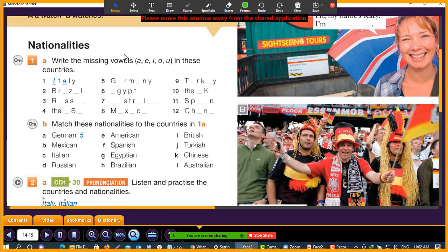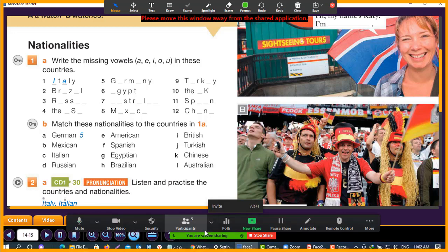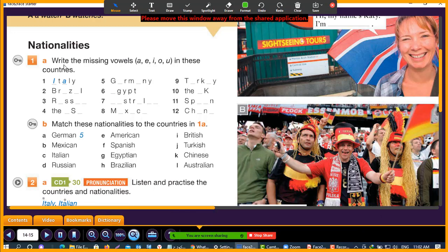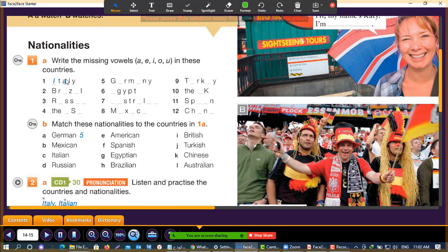Okay, so exercise number one here. Nationalities. What does nationalities mean? جنسيات. Very good. So write the missing vowel. What's the missing? مفقود. Write the missing vowel: A, E, I, O, U. In these countries, for example, Italy, we have I and A, okay?